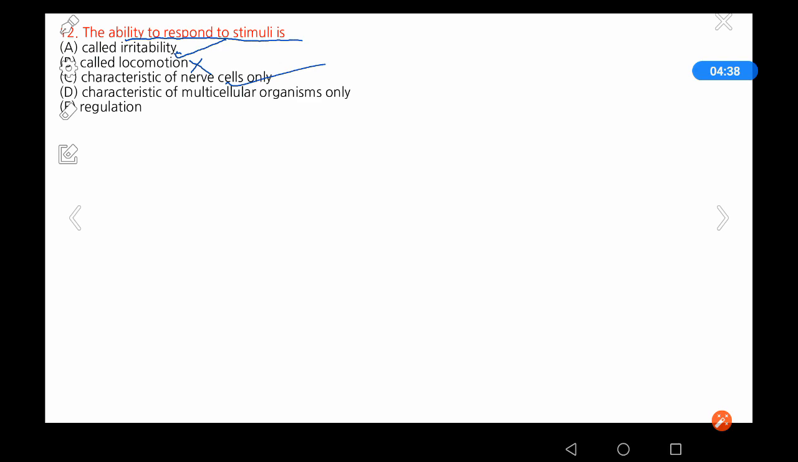But also, you know that when, for example, I touch your skin, you can feel it. Your skin contains special cells, some receptors for responding to that stimulus. Or when you are eating, when you are smelling, most of the cells in the whole body contain their own receptors for responding to the stimuli. So it's not only the characteristic of nerve cells. Characteristic of multicellular organisms only? No, guys. We know that bacteria and viruses even respond to the environment.